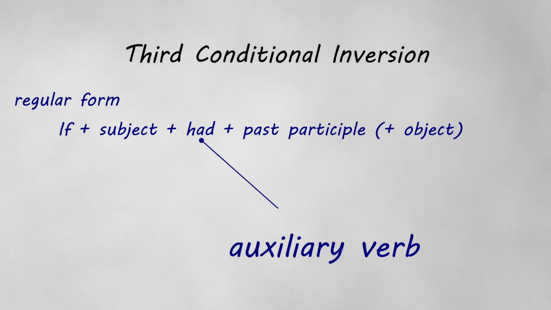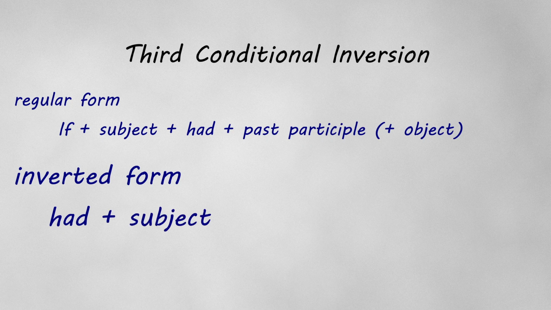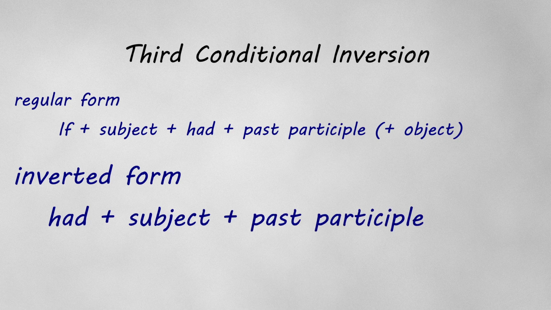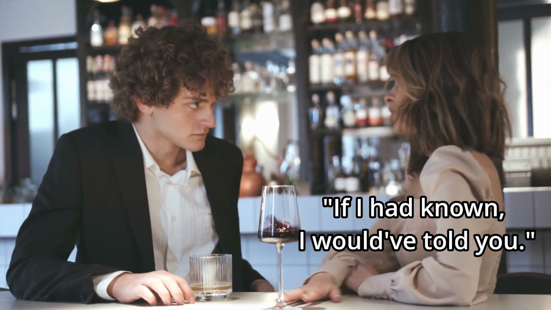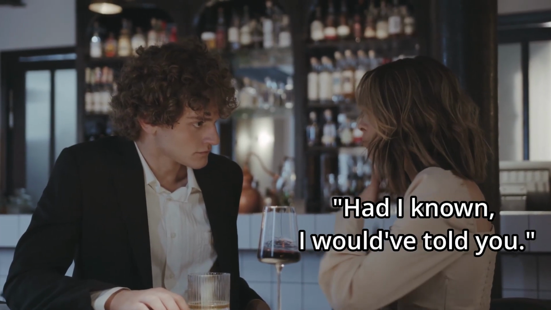Like the form of the second conditional, we use the auxiliary verb that's found in its normal sentence and place that at the start of the if clause. So with the third conditional, this would be the auxiliary verb had. We then follow this with the subject and then the past participle verb. So if I had the statement, if I had known, I would have told you, the inverted form would be, had I known, I would have told you.